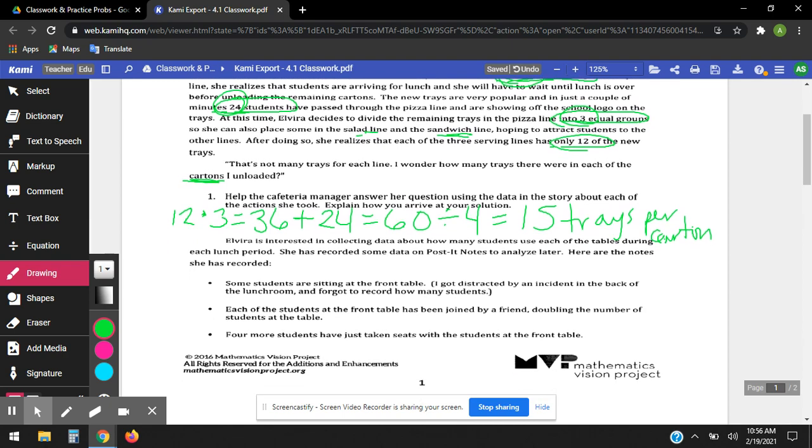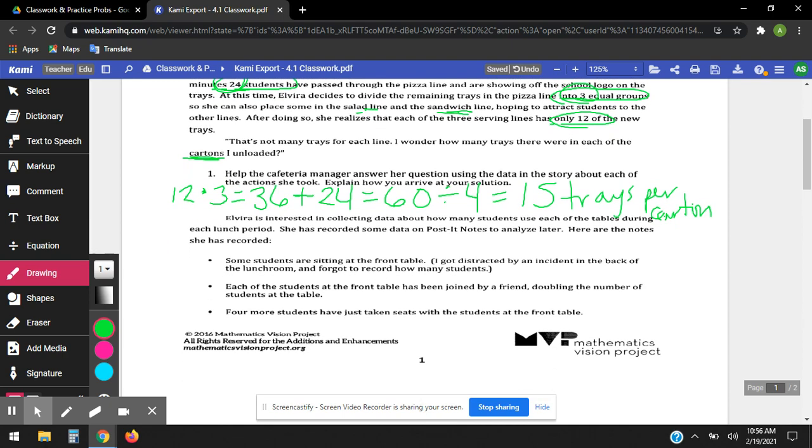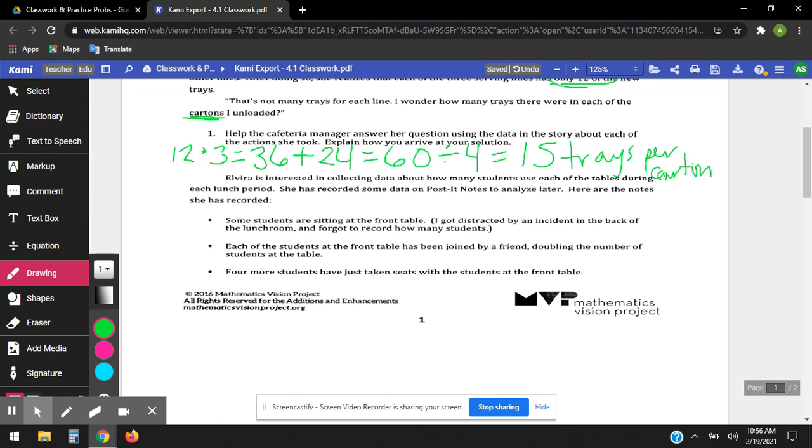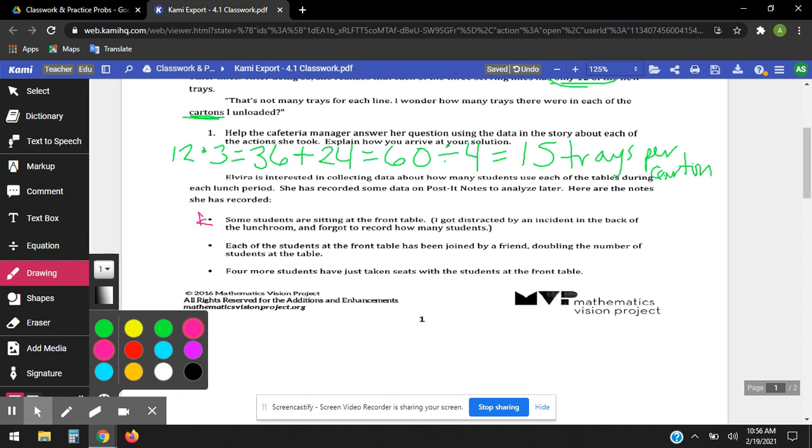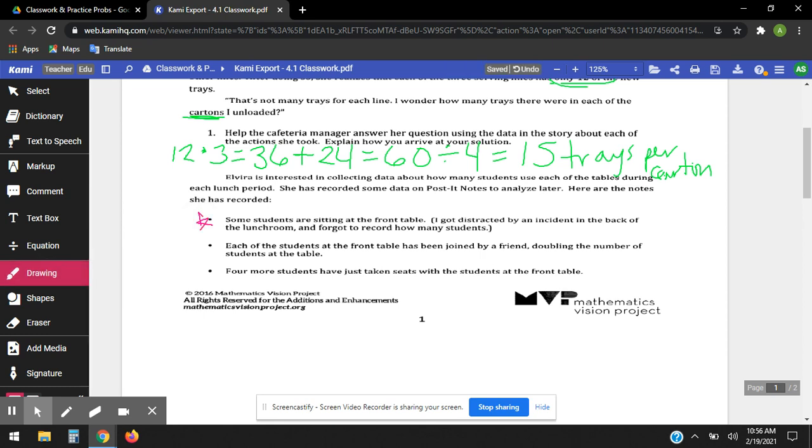Okay, so she's interested in collecting data about how many students use each of the tables during the lunch period. So now she's moving on to the tables. She has recorded some data in Post-it notes to analyze later. Here's the notes she recorded. So first note, some students are sitting at the front table. She got distracted by an incident in the back of the lunchroom and forgot to record how many students. Each of the students at the front table has been joined by a friend, doubling the number of students at the table. And then four more students have just taken seats at the front table.